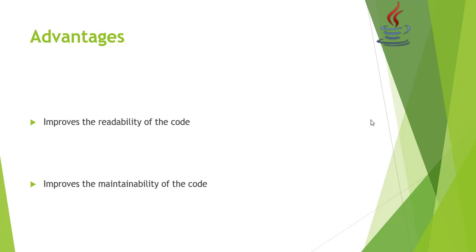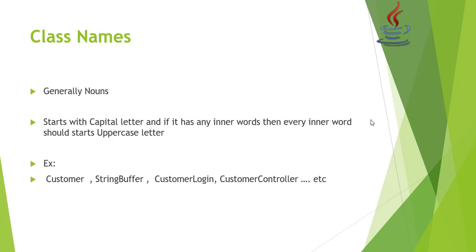Now let's try to understand those rules. Class names are generally nouns. We should write meaningful names while writing a class name, not something like class A or class B. It should have some meaning, showing the purpose of that class. Class names generally start with a capital letter. If a name has any inner word, then each inner word should also start with a capital letter.